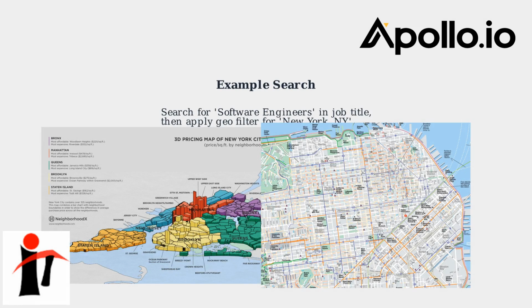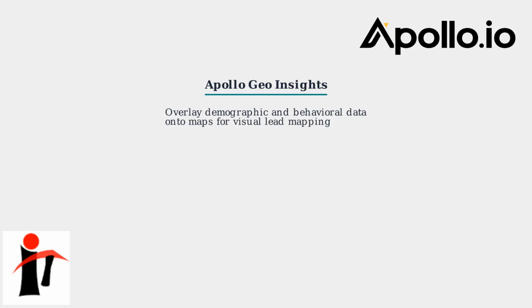For example, search for software engineers in the job title field, and then apply a geo filter for New York, NY to narrow your results. The AI-powered filters now allow for precise location-based searches down to neighborhoods or zip codes, integrated with real-time data from LinkedIn and company websites. Also, with Apollo Geo Insights, you can overlay demographic and behavioral data onto maps for visual lead mapping. This is a fundamental step for location-based targeting within Apollo.io.